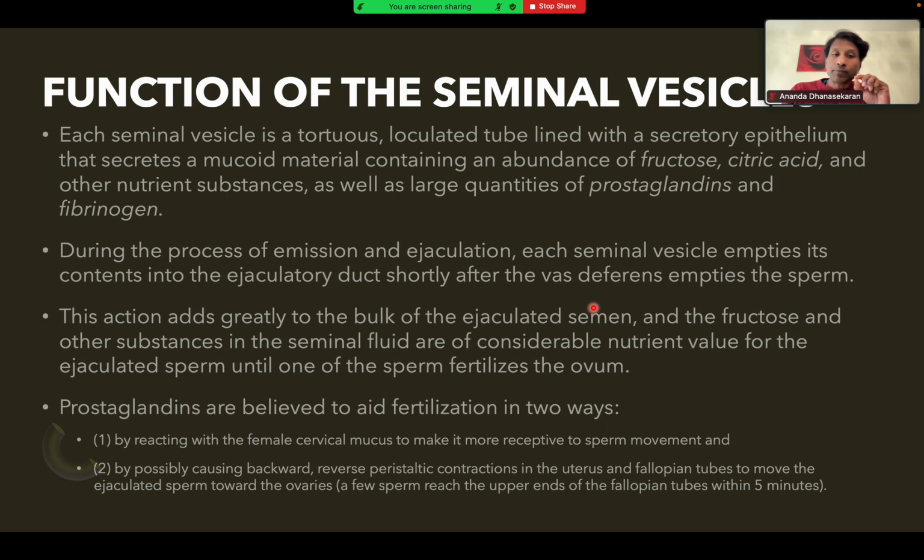In the female tract, the ovum is produced and stays, and then the ovum needs to come out in the menstrual cycle. The sperm needs to go against the stream. This backward, reverse peristalsis is helped by the prostaglandin. So prostaglandin helps in reverse peristalsis, and also makes the female tract nicely receptive for the sperms to join.